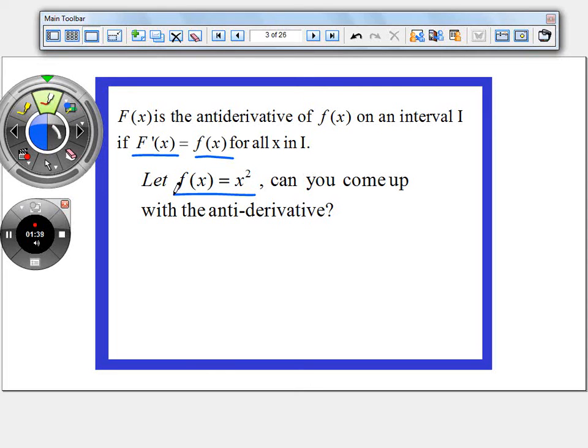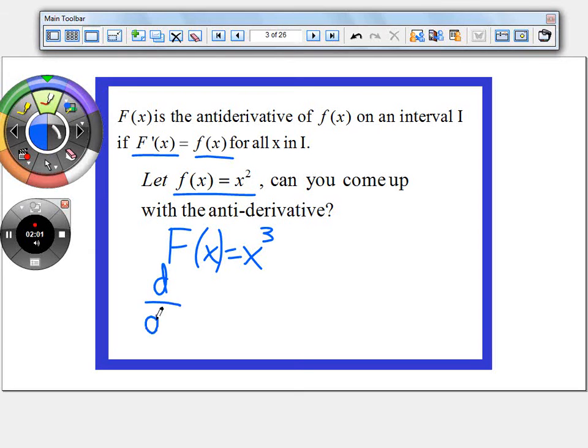So some people think, maybe if we say capital F of x would be x cubed. That wouldn't quite work, because then if we take the derivative, d of x cubed, then it would be 3x squared, and we want it to be just x squared.